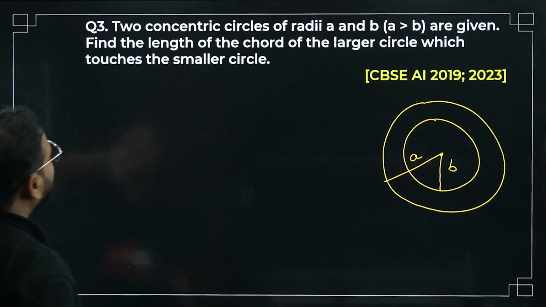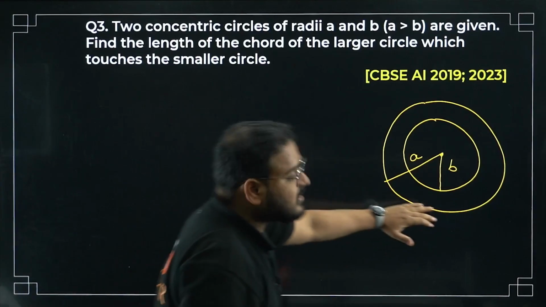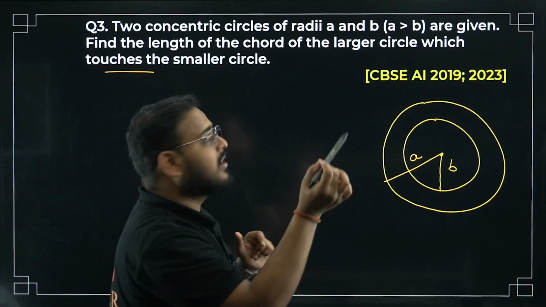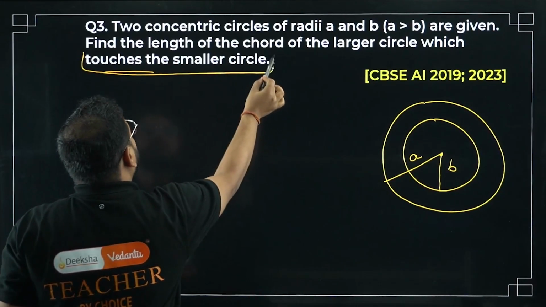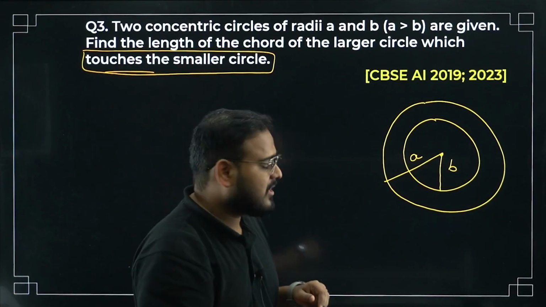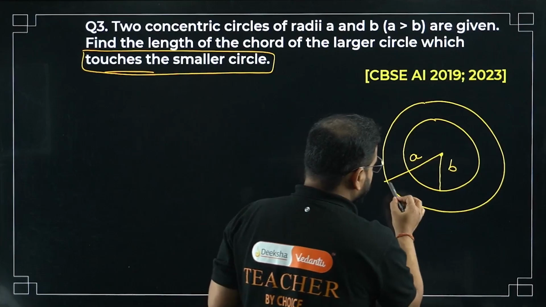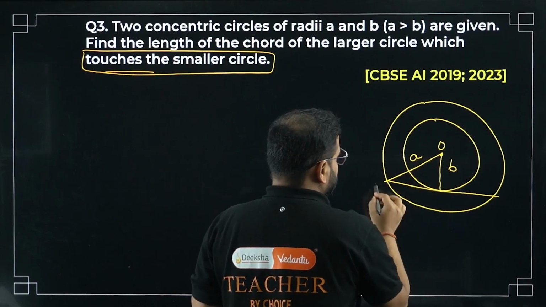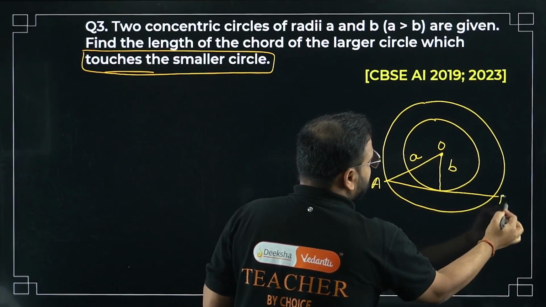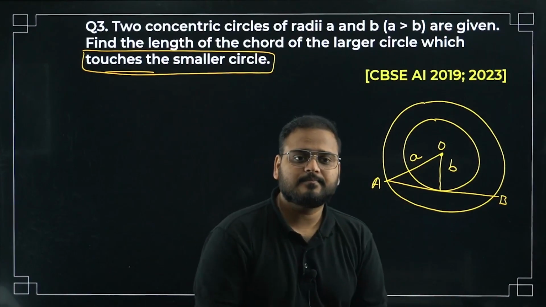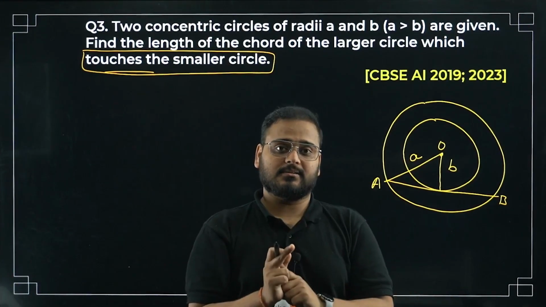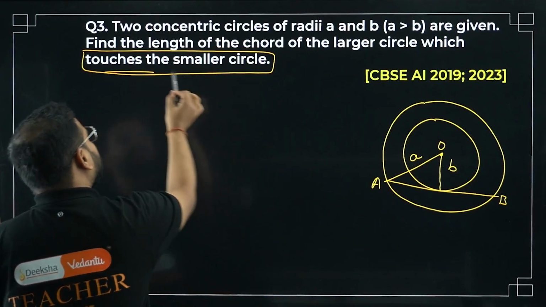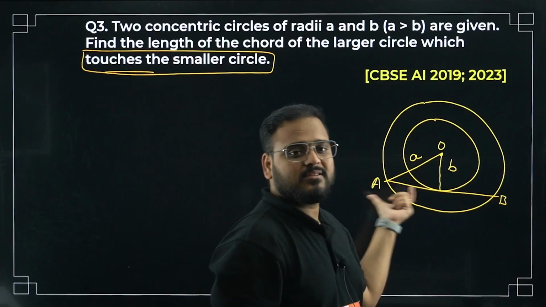Find the length of the chord of the larger circle which touches the smaller circle. That means tangent. A line which touches the smaller circle, or any circle, is called a tangent. So I can draw the chord like this. If I call this center O, and this line AB, just agree with me please: AB will be a chord of the larger circle, and AB will be a tangent of the smaller circle. Tangent means one point contact, that's why it touches the circle, and chord because of the larger circle. You can see here.